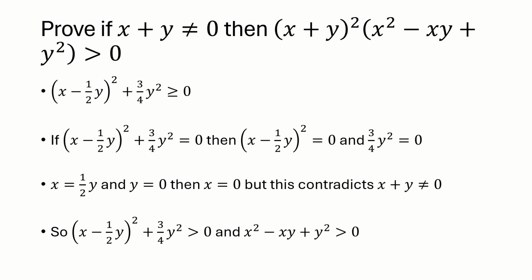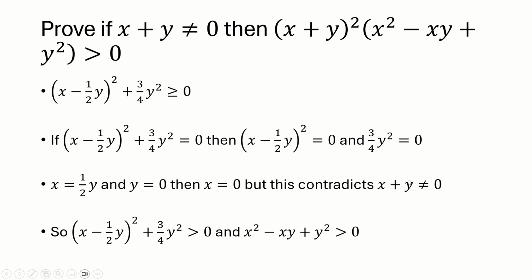And the only way it's going to be 0 is if you do 0 plus 0. So if you set each one equal to 0, first, if you set x minus 1/2 y quantity squared equal to 0, you get that the inside has to be 0, which means x equals 1/2 y. And then if you set 3/4 y squared equal to 0, you get that y is 0. So then if y is 0, x has to be 0 because half of 0 is just 0.